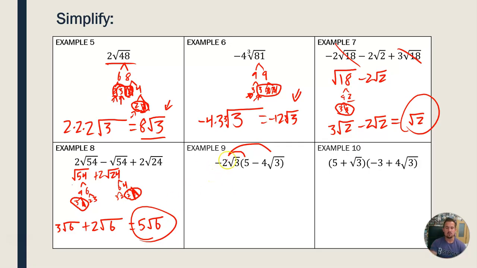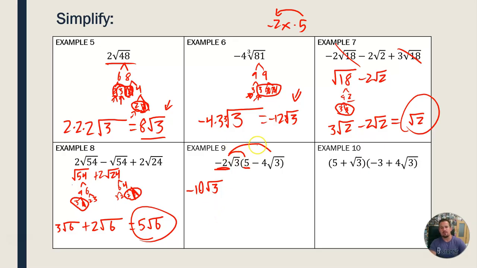Okay? Well, when I do negative 2 square root of 3 times 5, notice that 5 doesn't have a radical attached to it, so this 5 is going to be multiplied by the negative 2. Kind of like if I had negative 2x times 5, the 5 is a constant number, so it's just going to be multiplied by the other constant number, that coefficient. So negative 2 square root of 3 times 5 is going to be negative 10 square root of 3, okay?